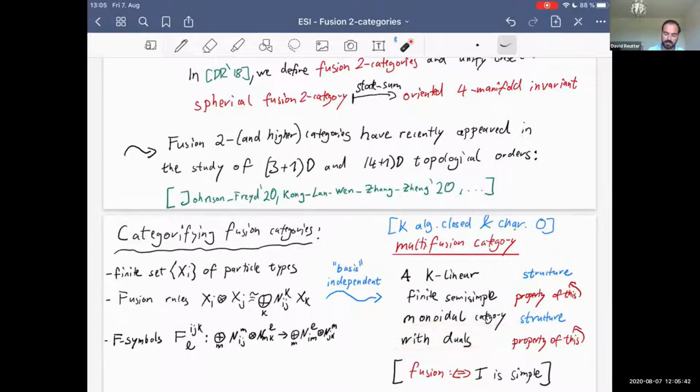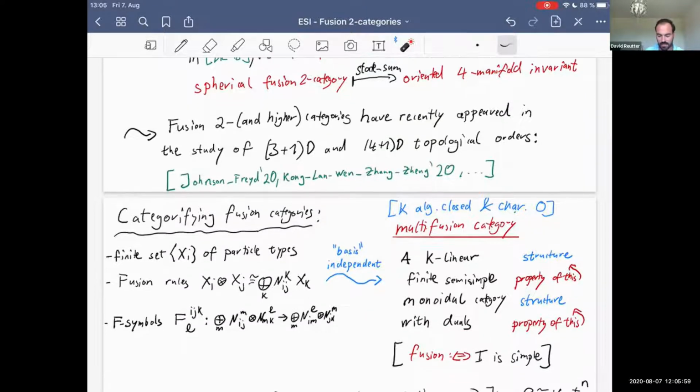So let me immediately flag up that K-linearity is structure on a category. I really give all the morphism spaces a vector space structure. And the monoidal structure is structure. Finite semisimplicity is a property of K-linear categories, and having duals is a property of a monoidal category. And then being fusion is just the additional restriction that the tensor unit is simple.